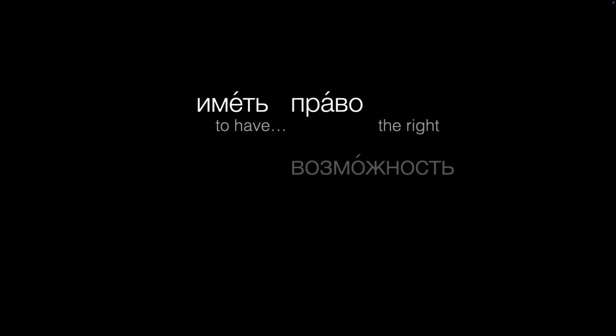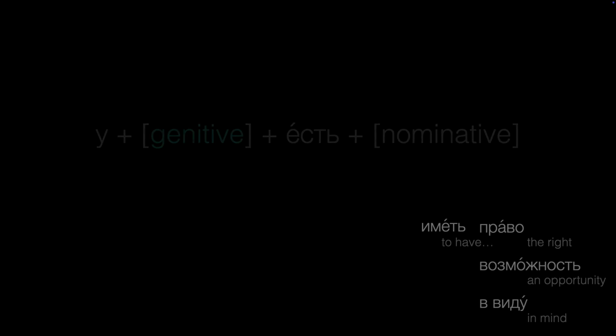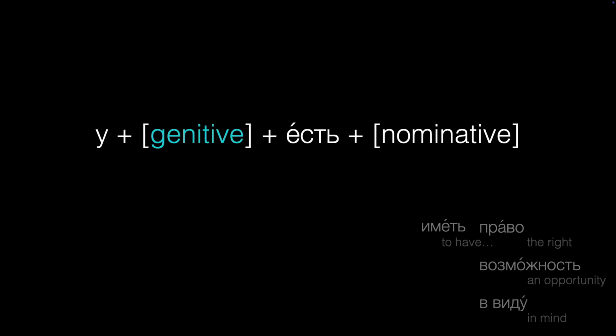And one last note. In Russian, there is a verb to have, but it's used most often with abstractions. Иметь право, to have the right to do something. Иметь возможность, to have a possibility or opportunity. Or иметь в виду, to have in mind. So the best advice for beginning students is to avoid translating expressions with have literally from English. Instead, get really comfortable with this construction of "у" plus genitive, and usually есть, followed by the nominative.